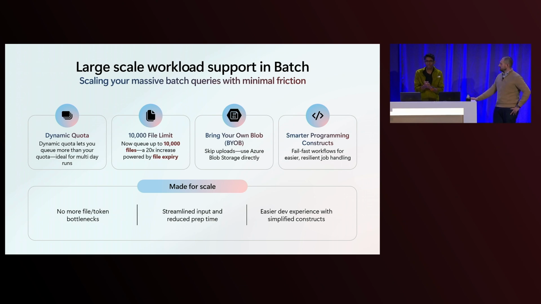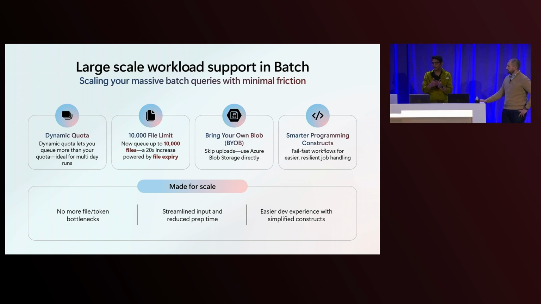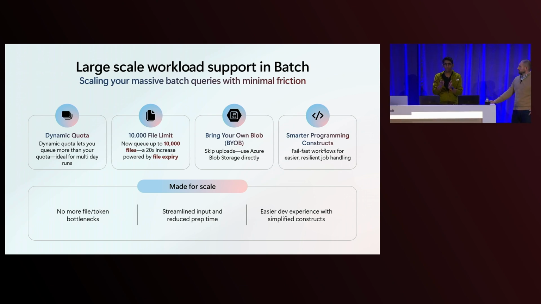One is dynamic quota. This lets you queue tokens more than your quota. If you have a quota of 10 billion, then as much as the system capacity is available, it is opportunistically going to be able to queue tokens and execute. Second is a 10,000 file upload limit. Currently we have a file upload limit of 500 files. Now with the file expiry feature, you are able to upload up to 10,000 files and queue up and run. These were 2 of the biggest bottlenecks in running large-scale workloads. One was the token capacity bottleneck, and the second was the file limit. So both we are unblocking.